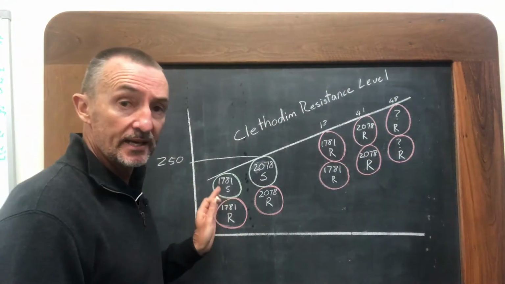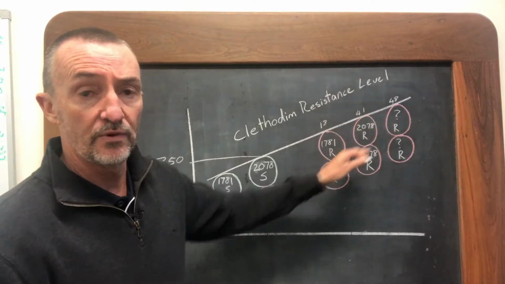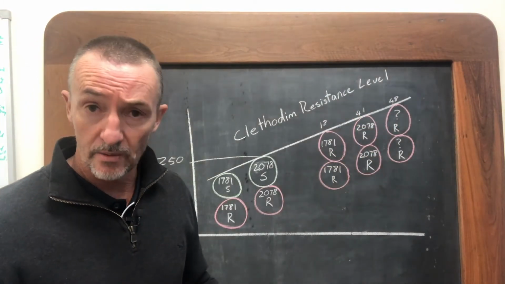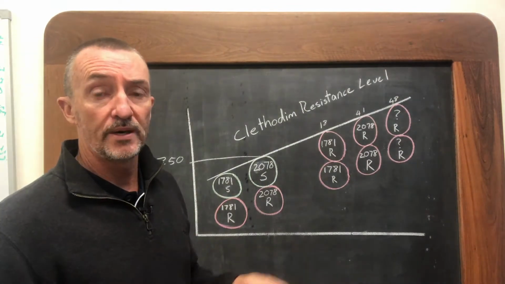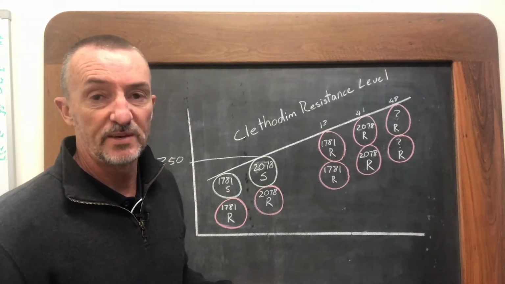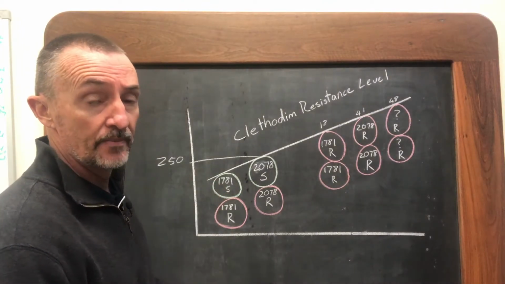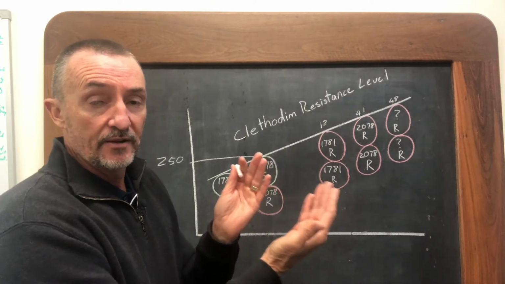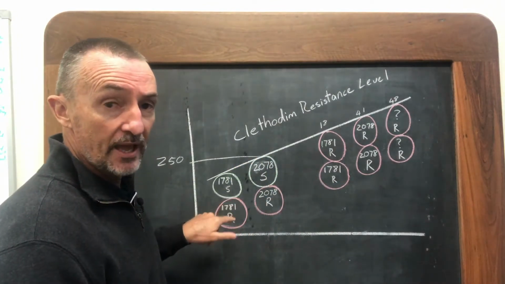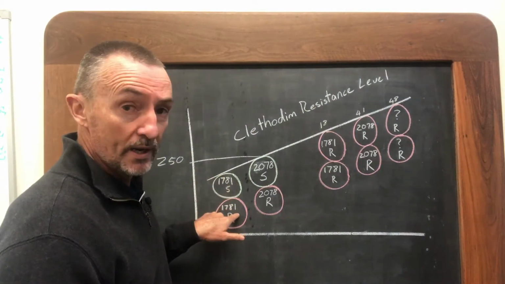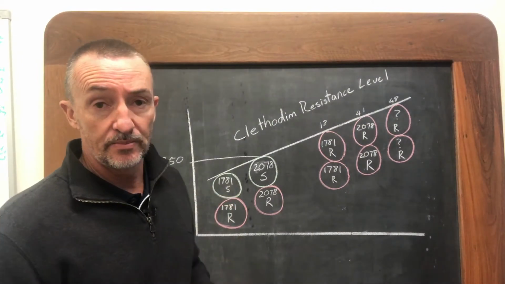So let's start down at the bottom here. This is just a chart that shows the clethodim resistance level for a range of target site mutations. The 1781 mutation here is the most common target site mutation for the dim and den type herbicides. And down here we have a heterozygote. We've got two copies of each gene in a diploid plant like ryegrass, and in this case one copy of the gene is the resistant type and the other copy is susceptible.